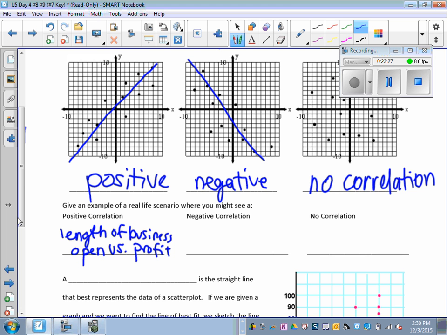As one goes down, the other one goes down. Yeah, so maybe like productivity: the less productive you are, the less you get done, or the less happy you are because you have more to do the next day. Good. Any other ideas, Jordan?